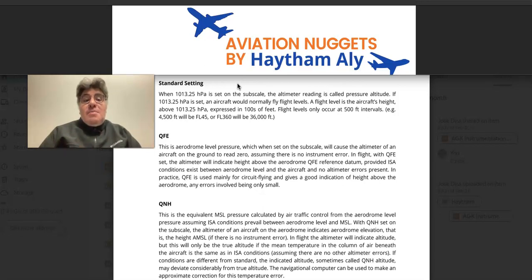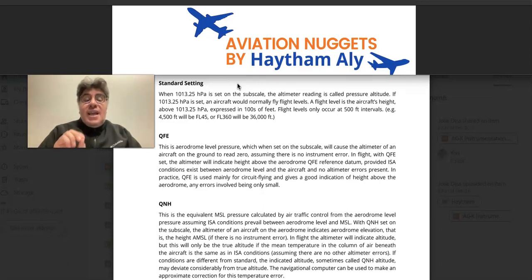So the altimeter may show us three indications. Not only altitude is one of the three, but also maybe height, maybe flight level or pressure altitude.